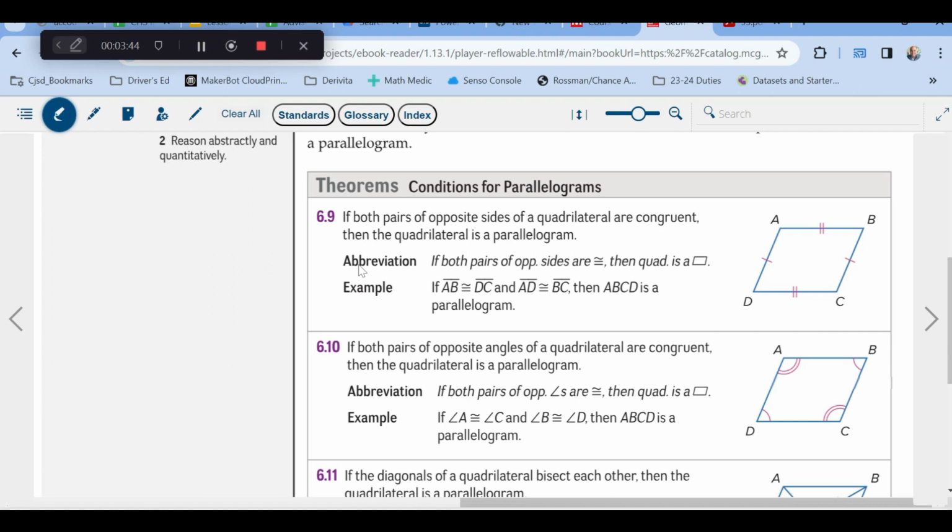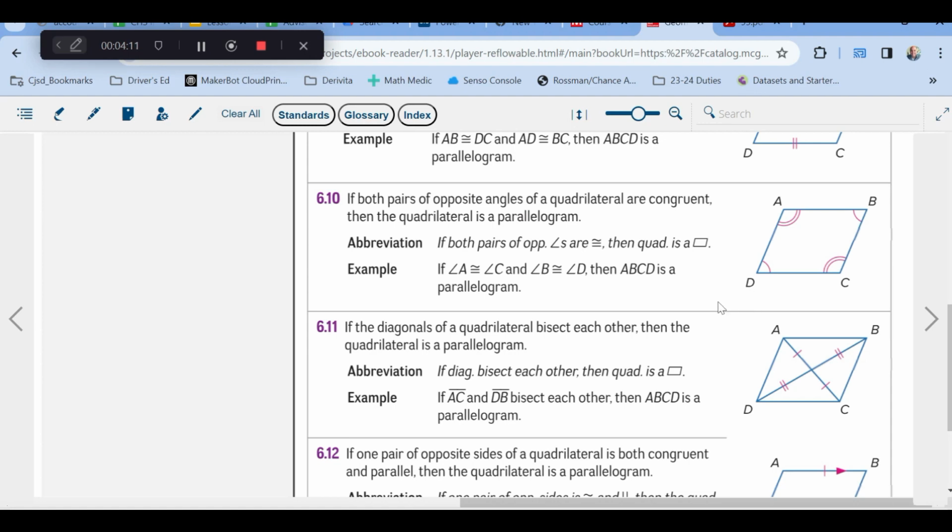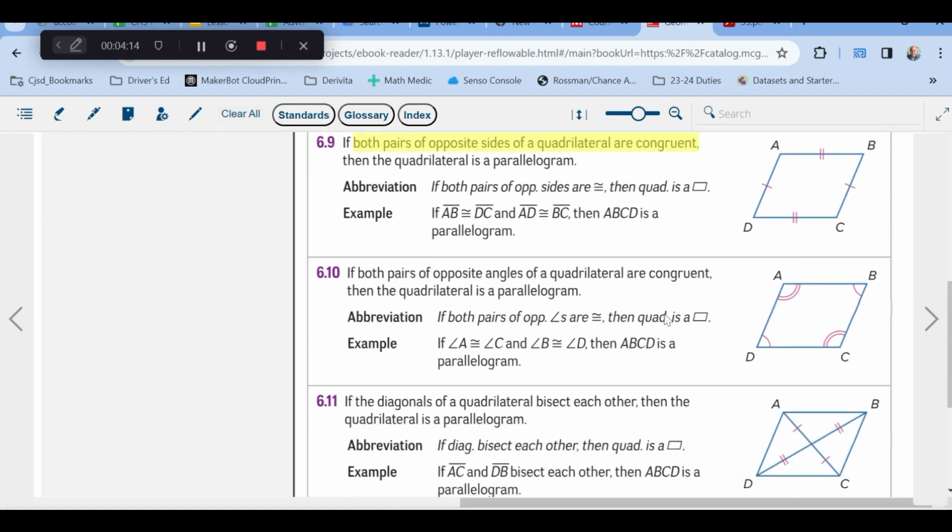If I were you, I think what I would do here, let me get my highlighter, is I think I would highlight that right there. That is something that I would want to know and remember. Both pairs of opposite sides of a quadrilateral are congruent. Then it has to be a parallelogram. Okay, here's another one.